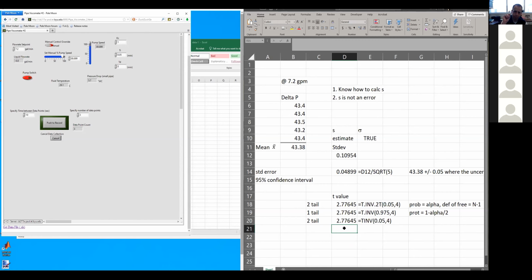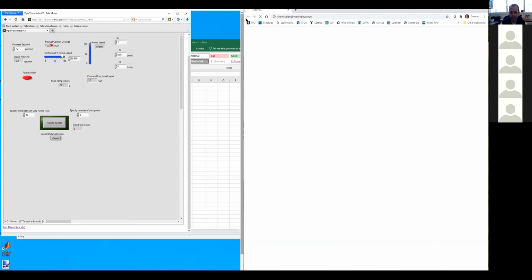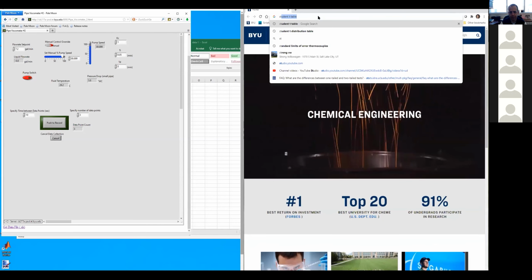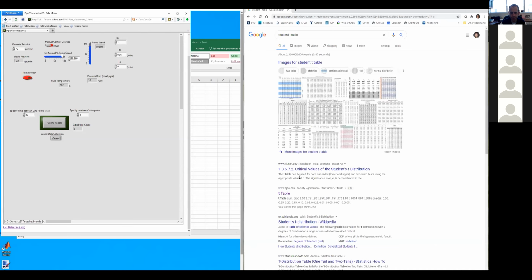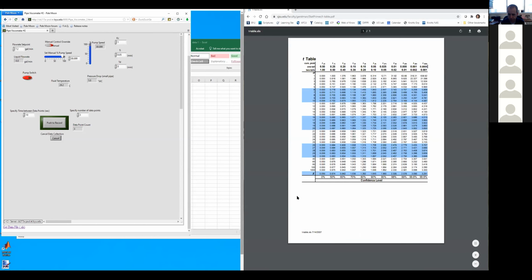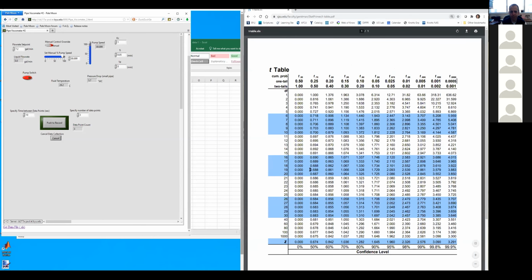So the important part about this part of the lecture is that you want to know how to get t-values, two-tail, and whatever function you're going to use. Or what if you wanted to use a table? If you type student t-table, often the one that comes up is this one from San Jose State. Let's go through this. Our degrees of freedom is 4, so we're going to look at the 4 line.